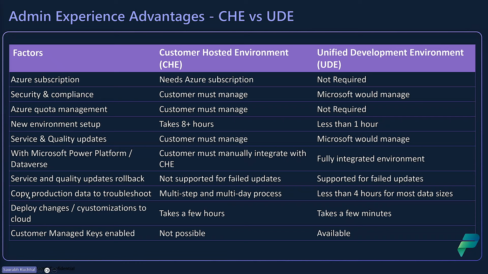Another one, we did cover this in a previous Tech Talk, is to copy production data to troubleshoot. If you have production data, you need to bring it to a developer environment for debugging, for troubleshooting some issue. It's a very painful process today in a cloud-hosted environment, and it's much faster in the unified dev environment now, and much simpler too, by the way. Deploy changes, so we discussed that too. It takes a few hours, and now it's much faster. We saw within a few minutes now it can deploy the changes.